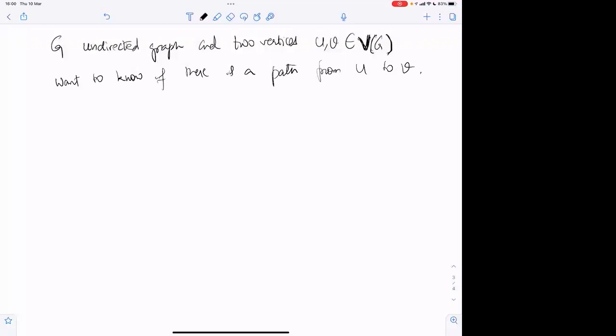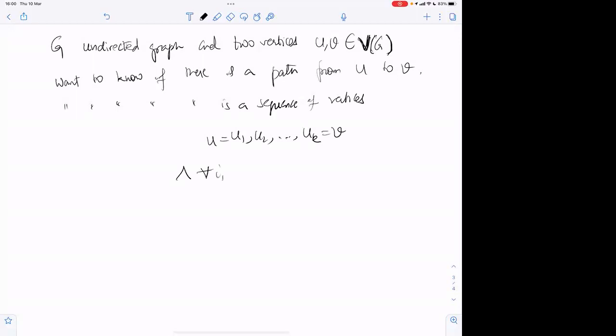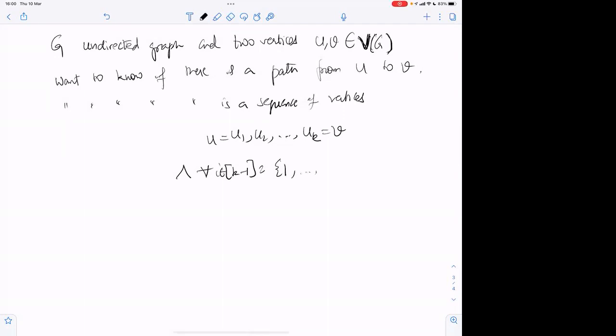What does this mean? We want to know if there is a sequence of vertices u1, u2, up to uk, where u1 is equal to u, uk is equal to v, and for all i belonging to 1 to k minus 1, we have that (ui, ui+1) belongs to E.